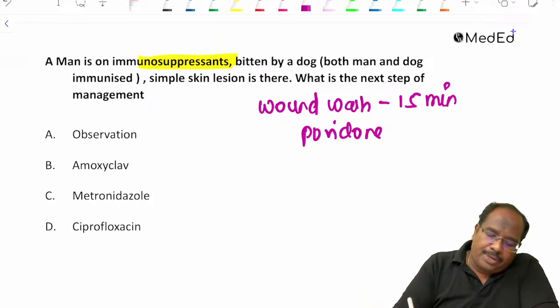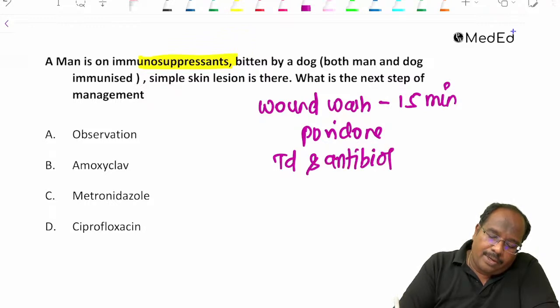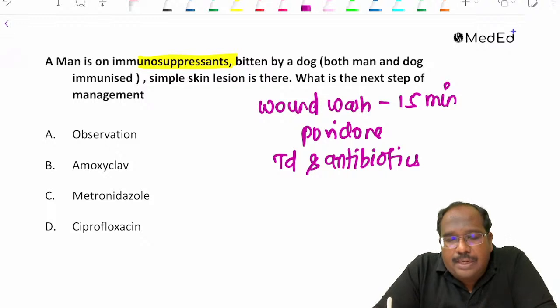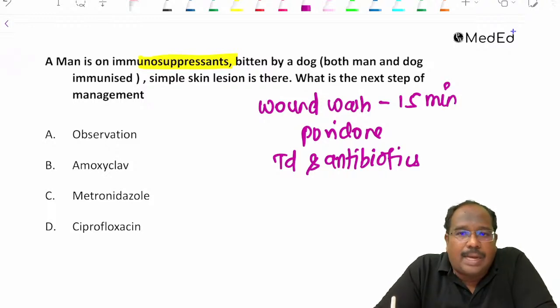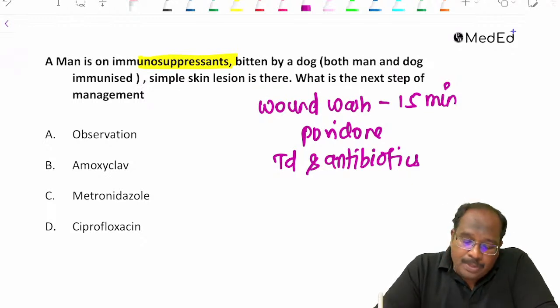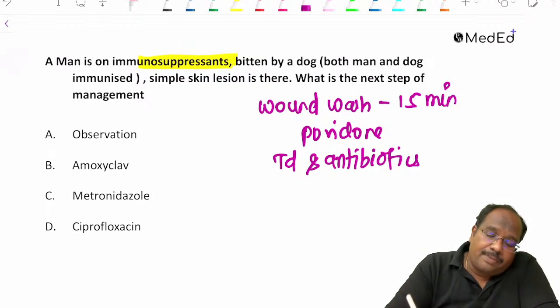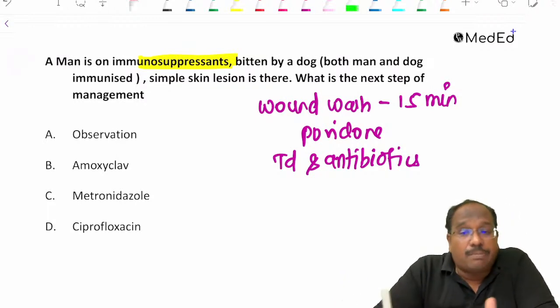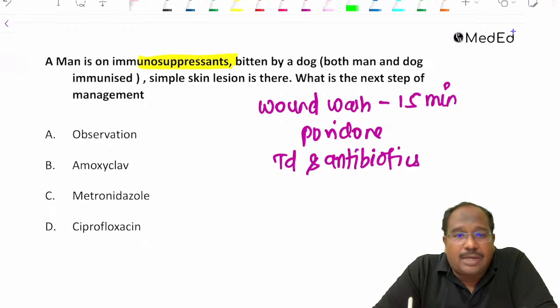Then you can give TT and antibiotics. Based on the need, you can go for immunoglobulins and anti-rabies vaccine. Category 2 means ARV. Category 3 means ARV plus immunoglobulin. Now if antibiotics are needed, which antibiotics? The antibiotics should cover both aerobic as well as anaerobic organisms.